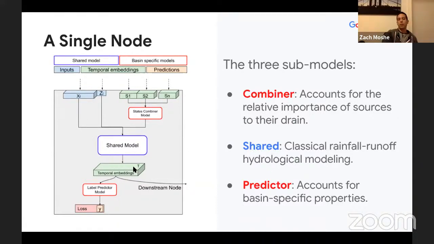It generates the temporal embeddings for this node. We do have some other mechanisms which I won't really get into, but you could add attention here and some other nice stuff. They tend to help, but it's not the crucial part of the model. And the temporal embeddings will, as I said before, go to the downstream node. But they also go to the predictor, which translates from the embedded vectors to the actual label that we are trained on.